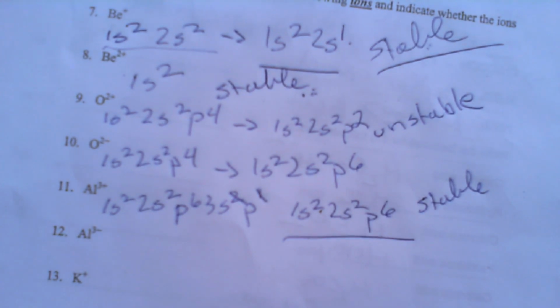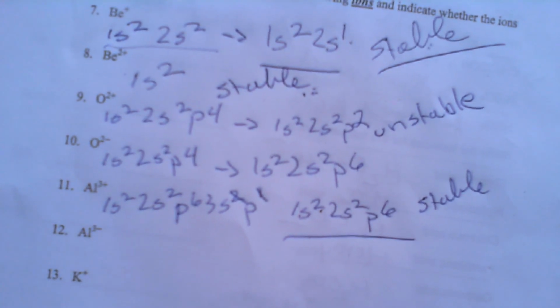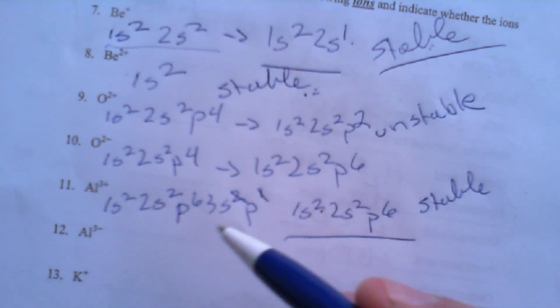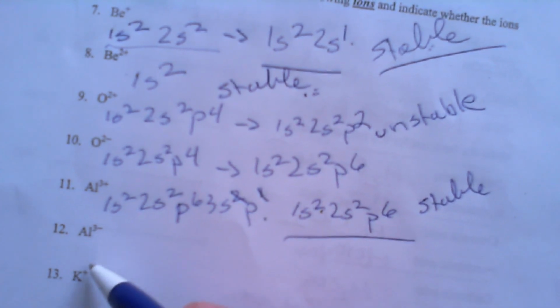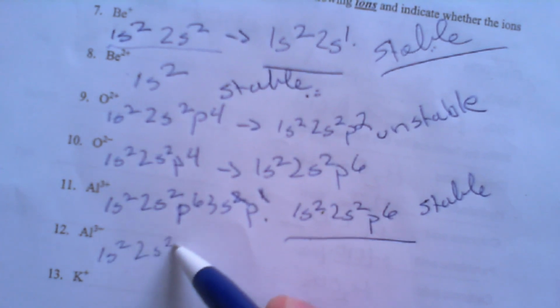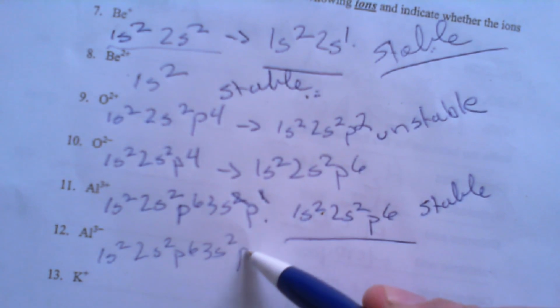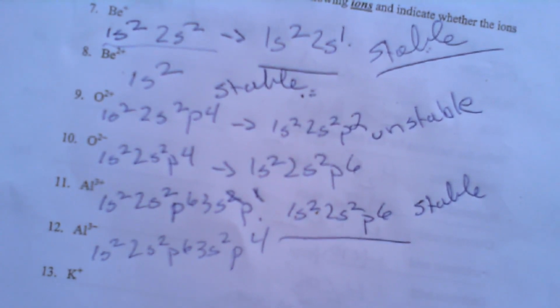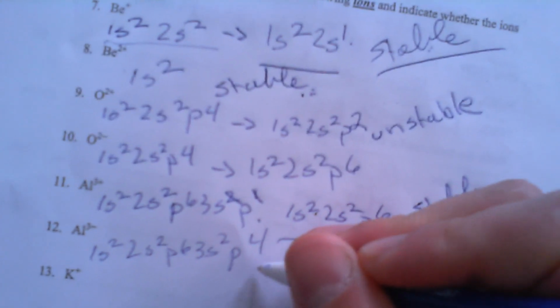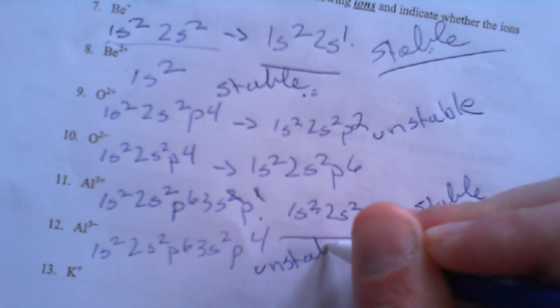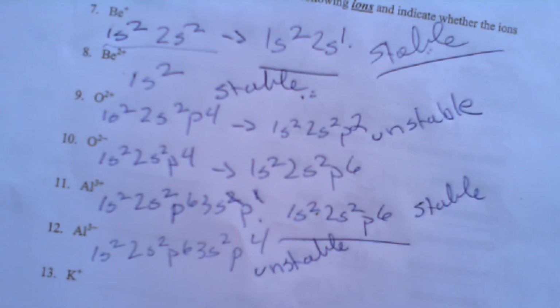Now, as far as the next one goes, Al with a 3 minus, that means it gains 3. Just looking at what we started with here, I'm going to come up with the answer very quickly. Just by giving 3 electrons to that, it becomes a p4. Now, that doesn't appear to be stable at all, so I'm going to call this unstable. Again, all using the same rules, okay?